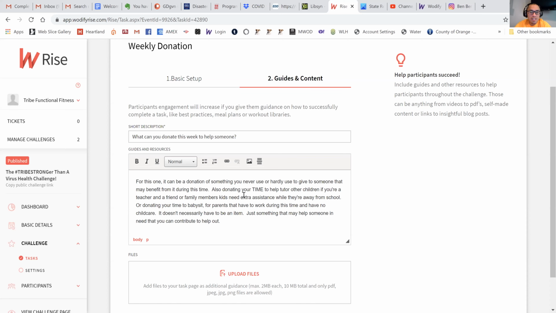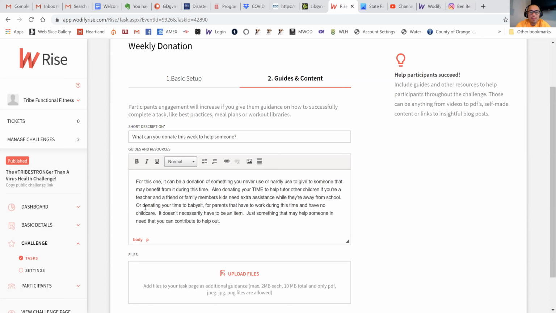You can also donate your time, right? So you can help tutor other people's children, maybe through an online thing or Zoom, or maybe help a family member who needs help with their kids, or donate your time to babysit. Maybe that's difficult because of social distancing rules and laws, but there's other things you can do, right?